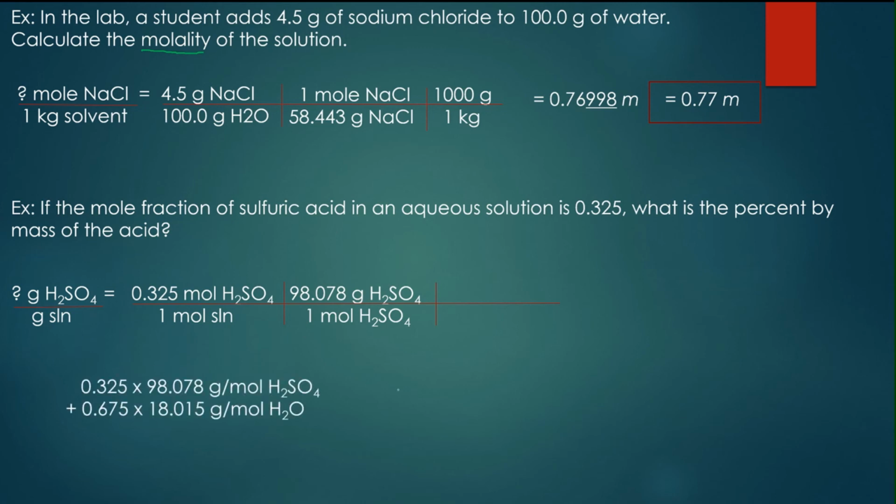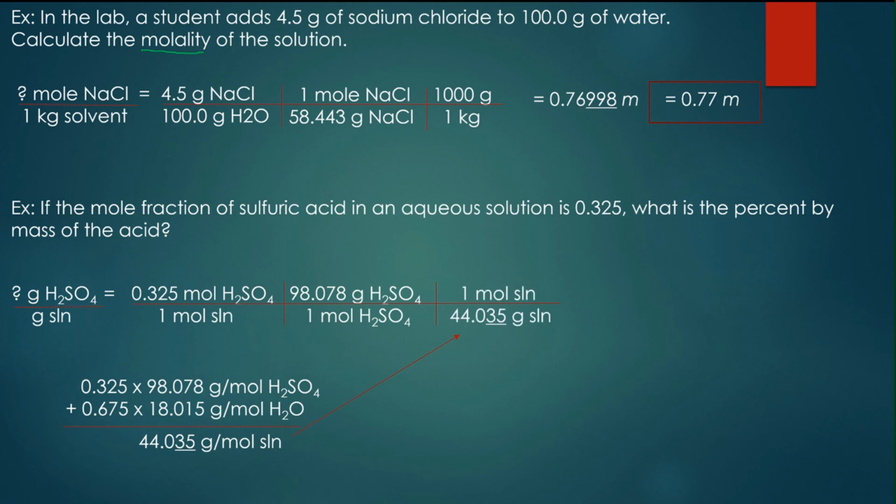Next up, we have to kind of think through our problem here. We're looking at 0.325 moles of acid. Here's the molar mass of acid. Plus, we know that the rest of the solution, so the whole solution is 1 mole. If 0.325 of that mole is acid, the 0.675, the remaining portion of that mole, will be water. And the molar mass of water is 18.015 grams per mole. So if we add those two values up, we now have a molar mass for our solution.